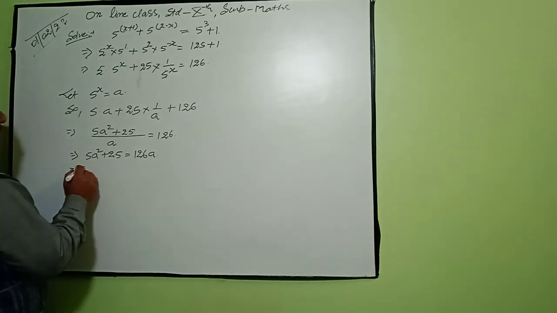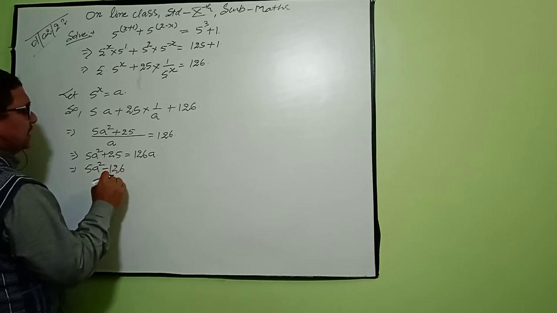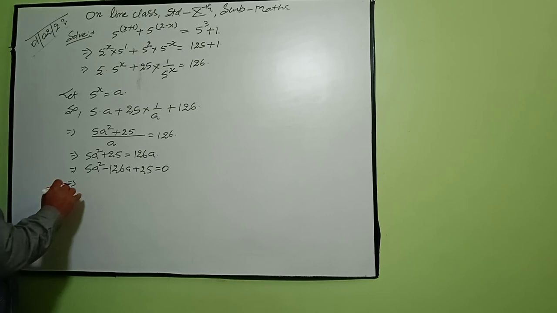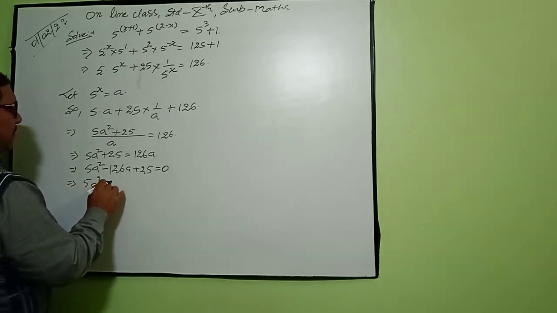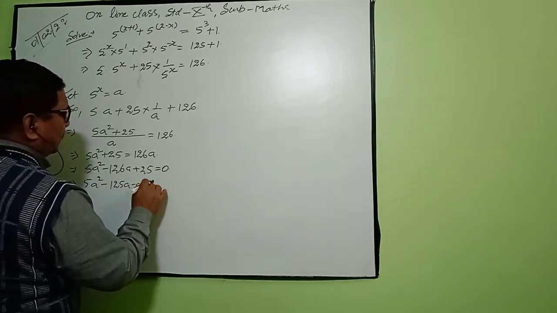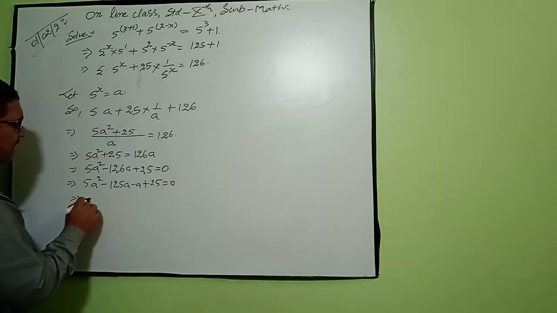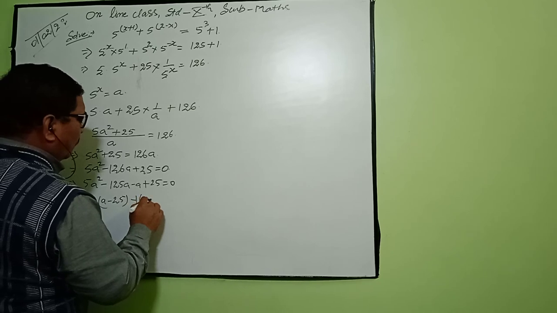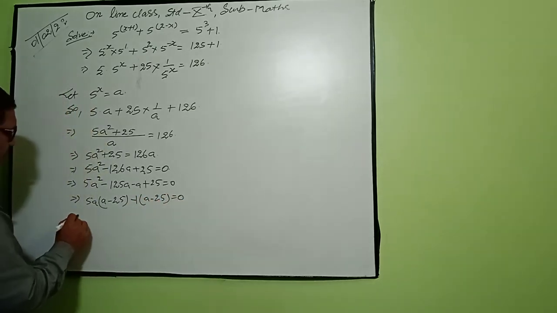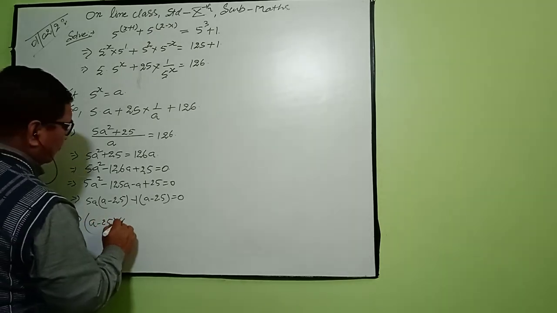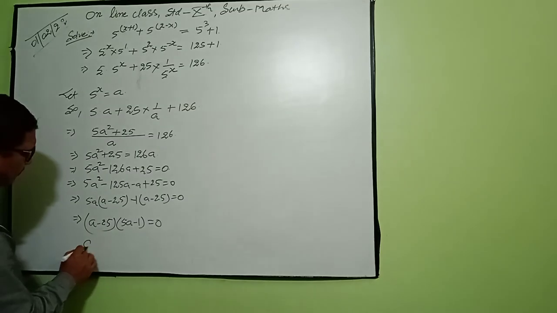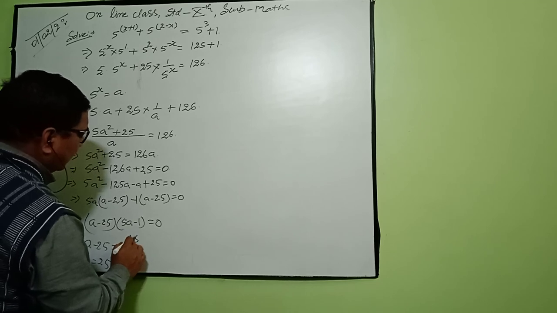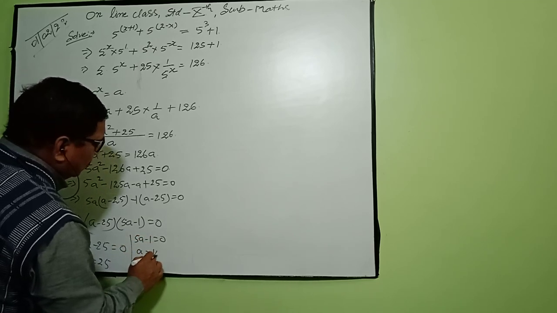Okay. Or 5a square minus 126a plus 25 equal to 0. Now 5a square minus 125a minus a plus 125 equal to 0. Now take 5a as a common. Then a minus 25, minus 1 common, a minus 25. Then a equal to 25 and 5a minus 1 equal to 0, a equal to 1 by 5.